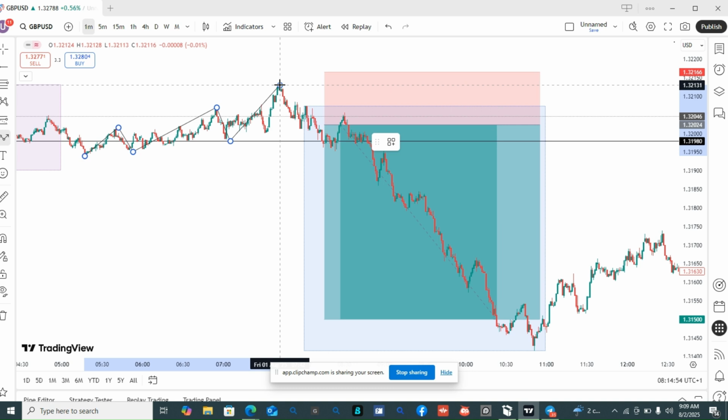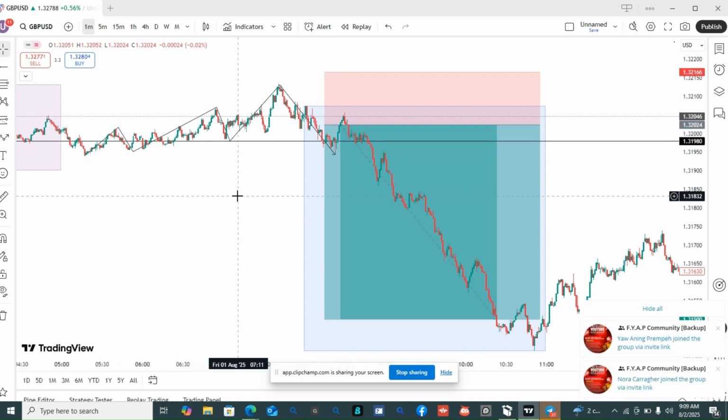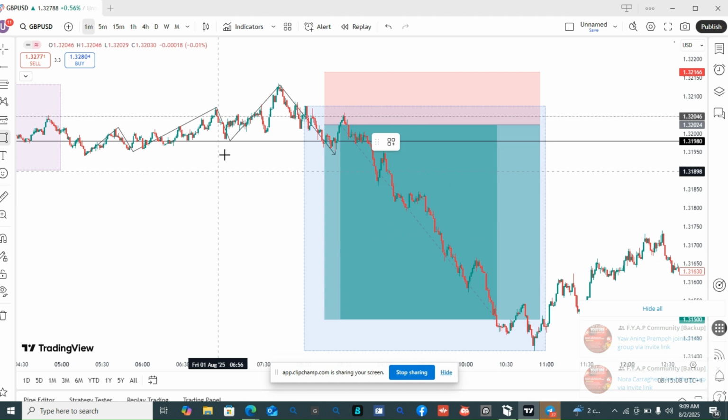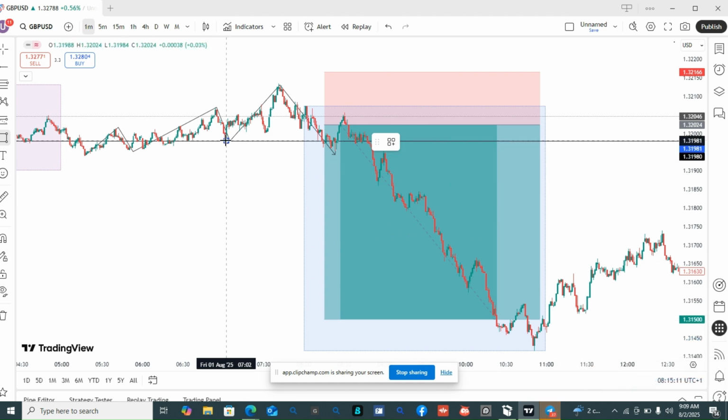Immediately London session open, price closed below the previous higher low, thereby creating a lower low. You can see it here. We closed below this zone. This was our previous higher low. Price closed below it, showing that the 1 minute time frame has changed direction from bullish to bearish.